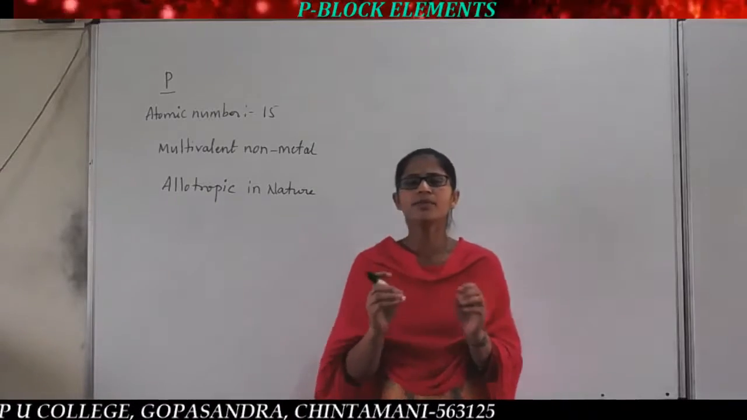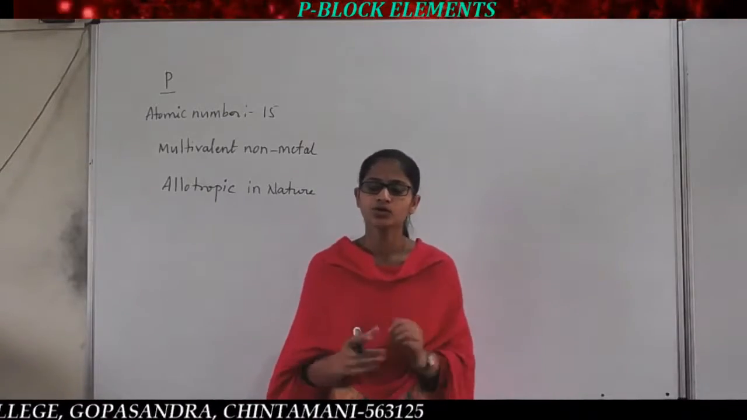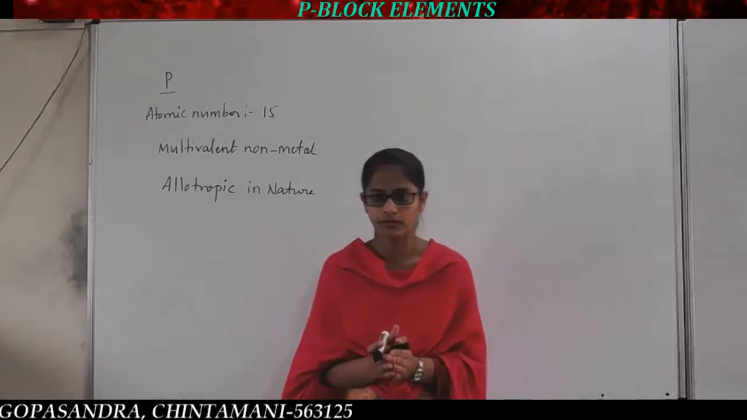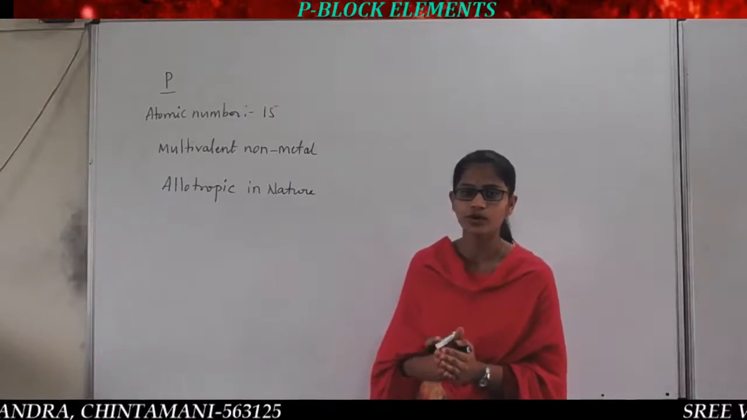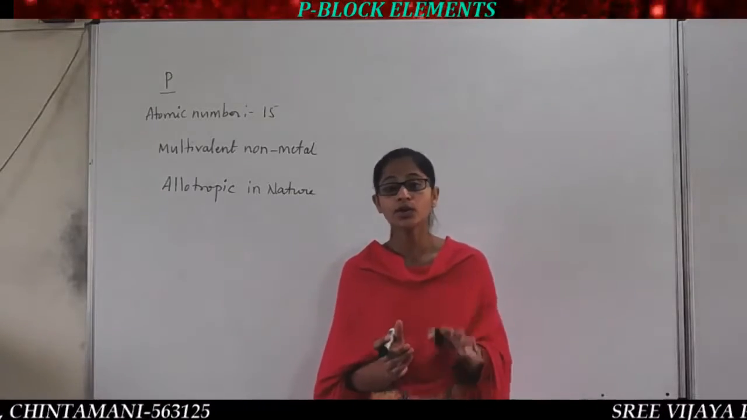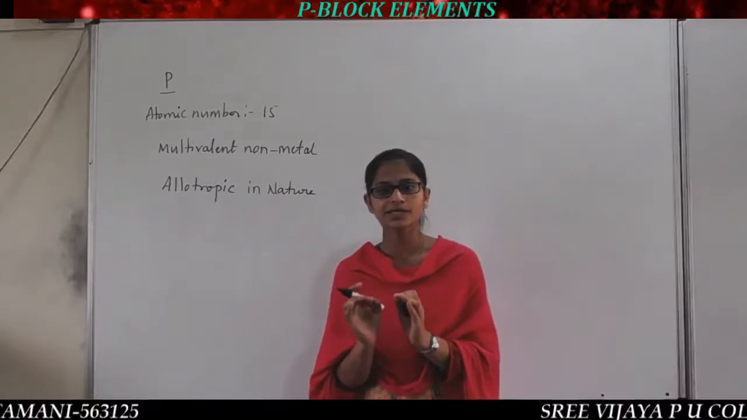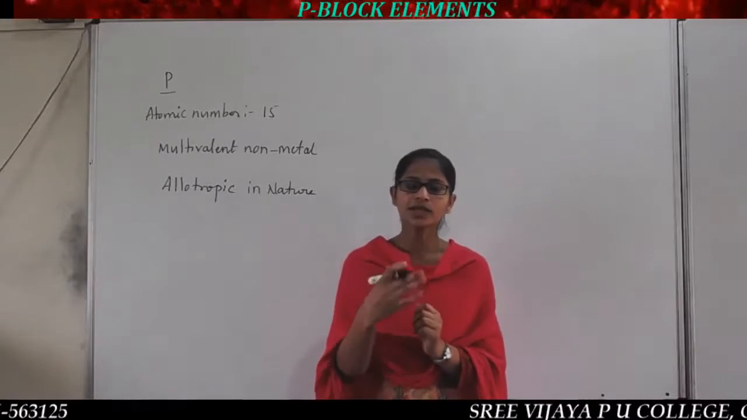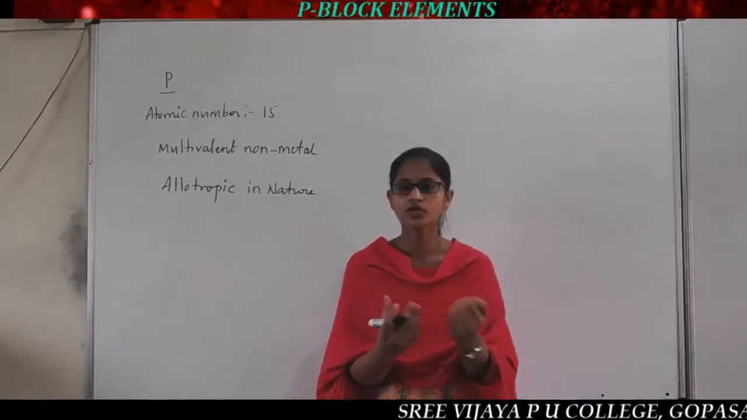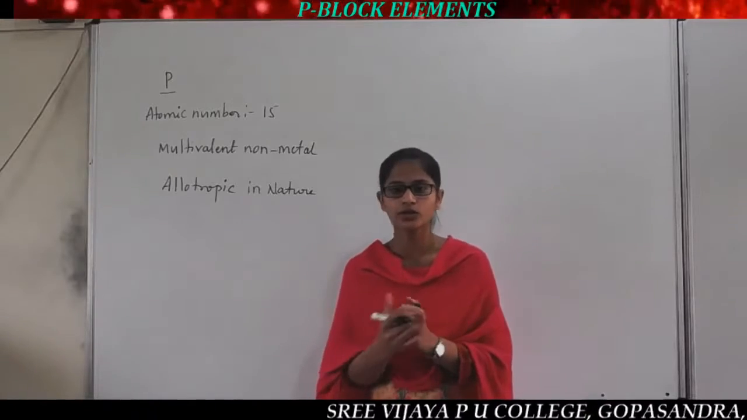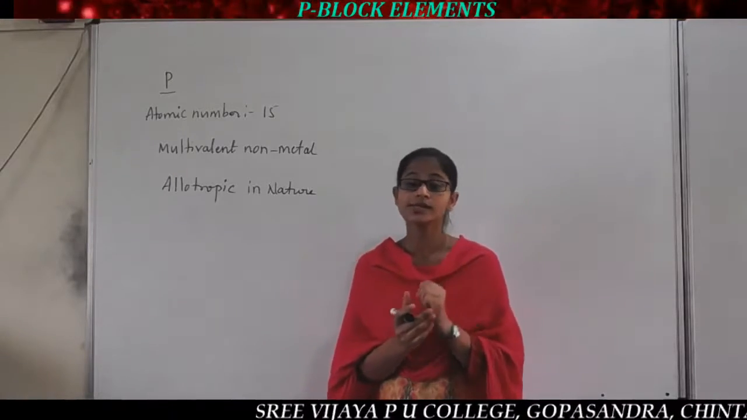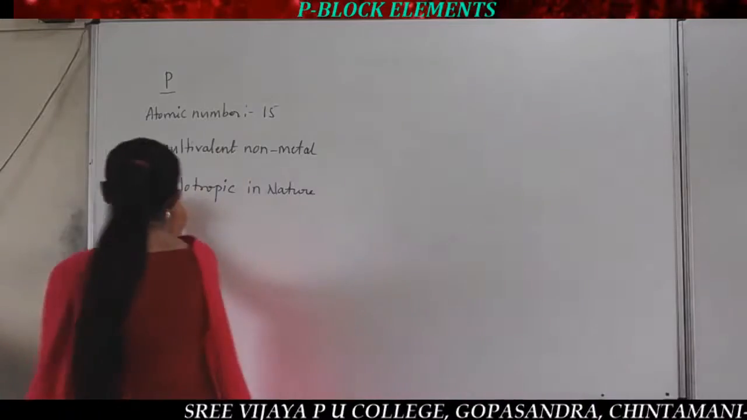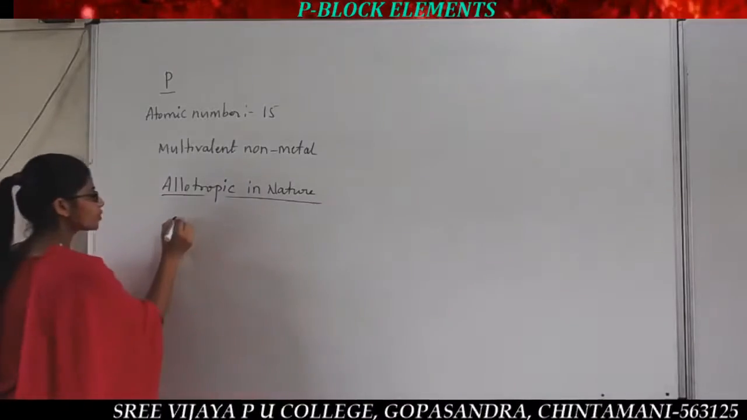Some of them are stable. Many different structures are formed; in the case of phosphorus we call them allotropes. Among these allotropes, quite stable structures have been seen. So the first example is white phosphorus. Allotropic in nature.